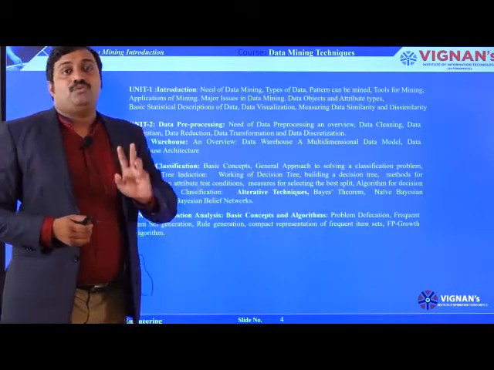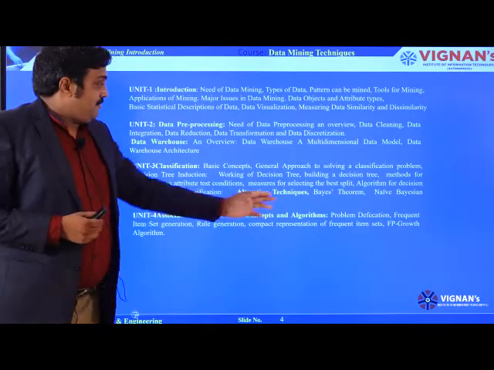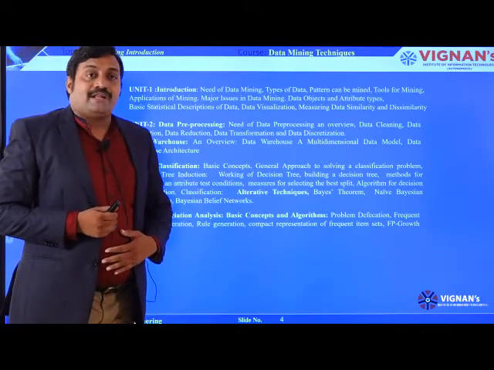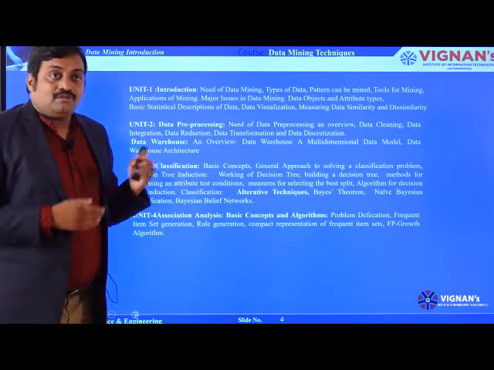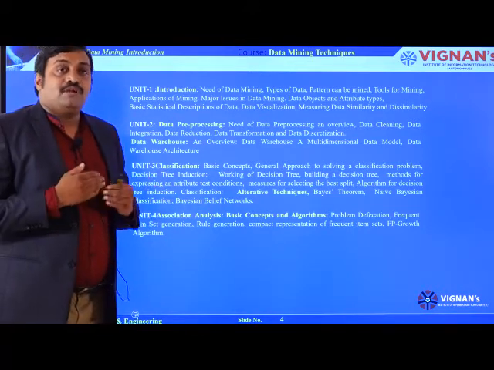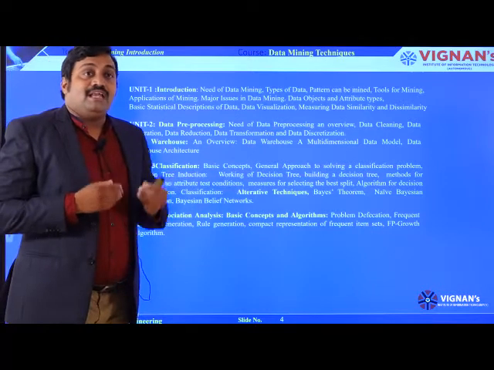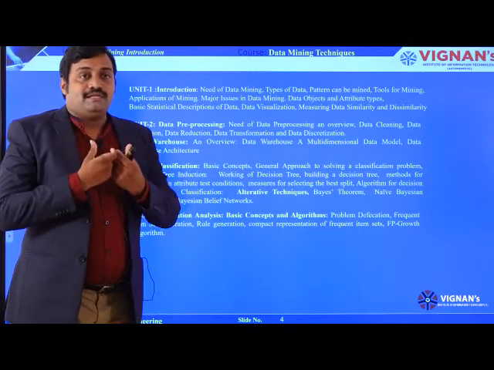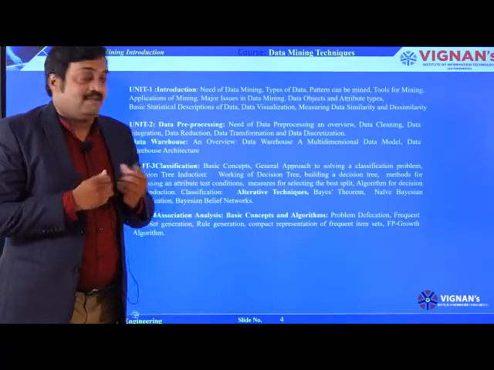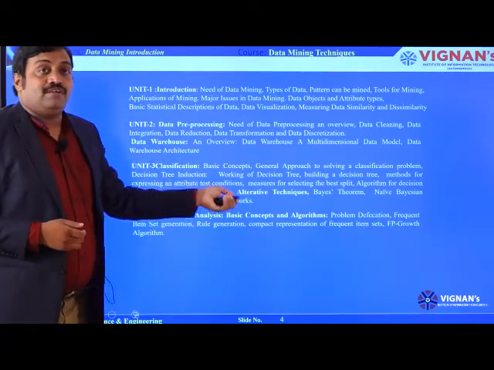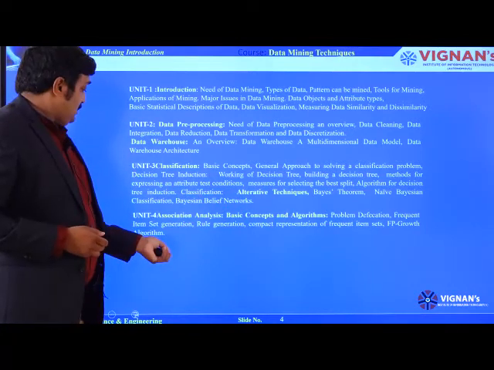Here we have 2 algorithms: the FP growth algorithm, the frequent pattern algorithm, and the Apriori algorithm. These 2 are very important. Based on these 2 algorithms, we are going to identify the relation among 2 entities or 2 items, how they are correlated with each other. With these 2 algorithms, we are going to identify the association rules.